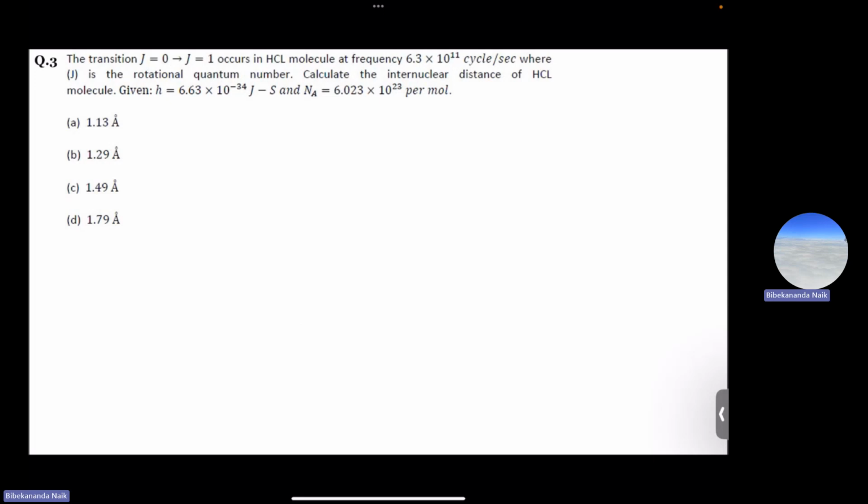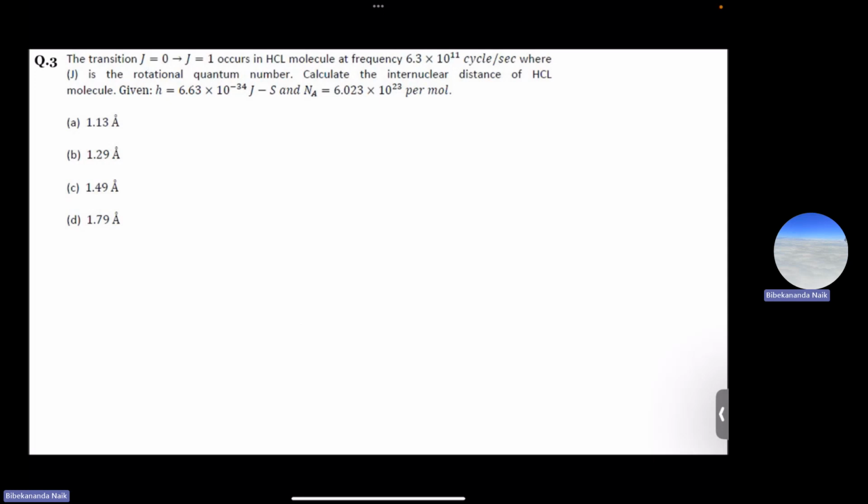In order to find the reduced mass of the hydrogen chloride molecule, we will take the help of Avogadro's number. We know in HCl the weight of H is 1 gram per mole and the weight of chlorine is 35.5, or we can take it as 35 gram per mole. For one atom, we need to divide the weight by 6.023 into 10 to the power 23, which will give us the mass of one HCl molecule.